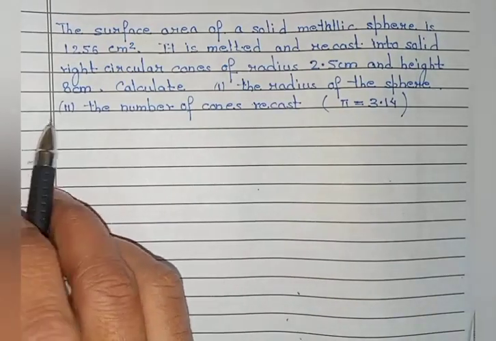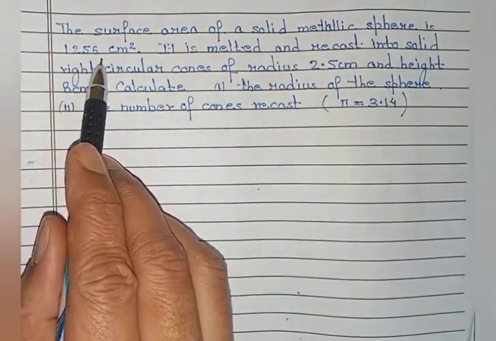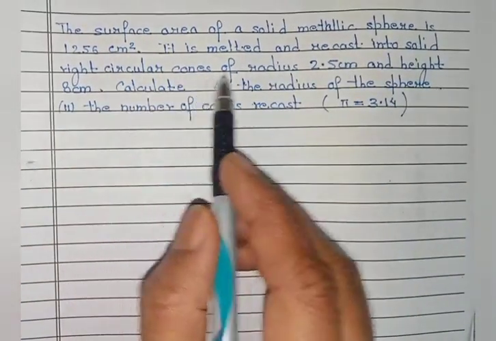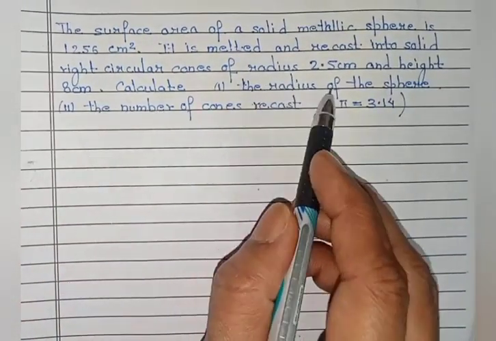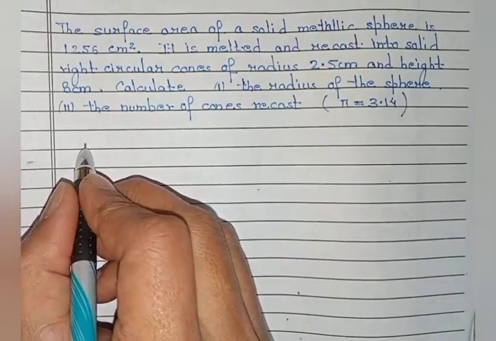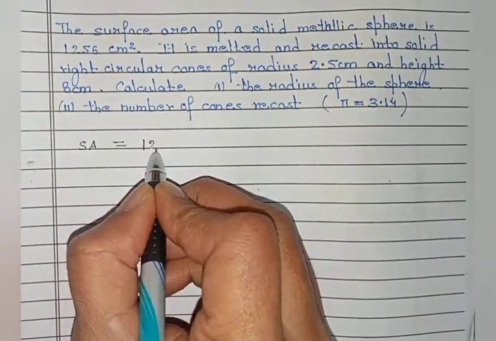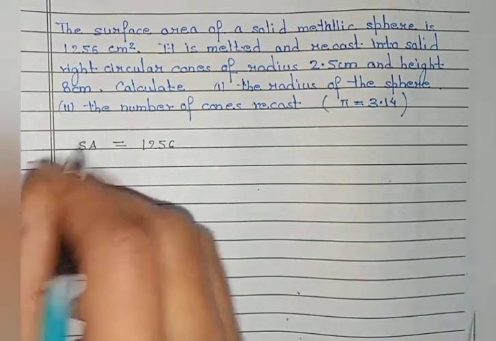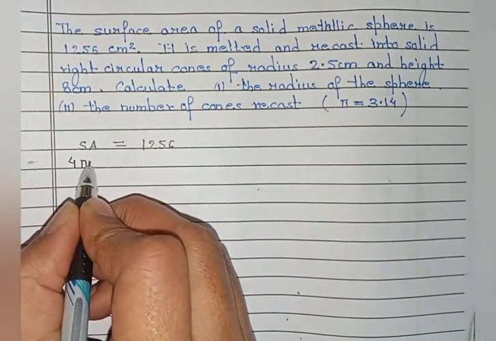Okay, now see, the question says the surface area of a solid metallic sphere is given to you, and then it is melted and recast into right circular cones of radius 2.5 and height 8 centimeter. First of all, we need to calculate the radius of the sphere. Now the surface area of the sphere is given as 1256. The formula for the surface area is 4 pi r square.